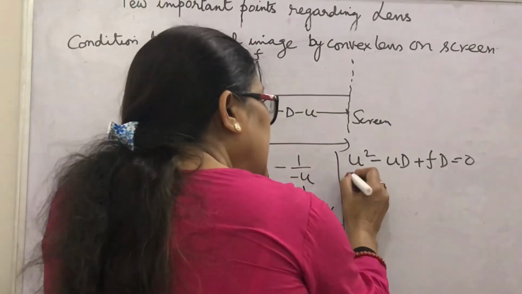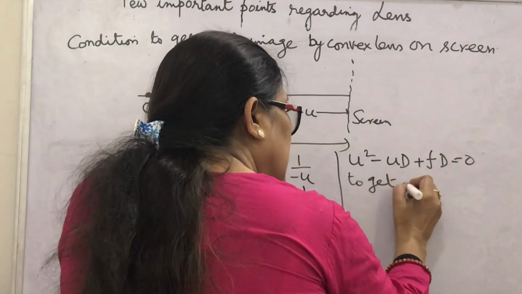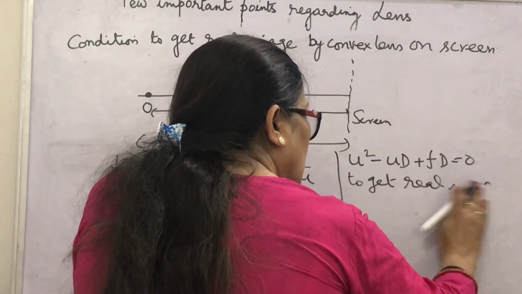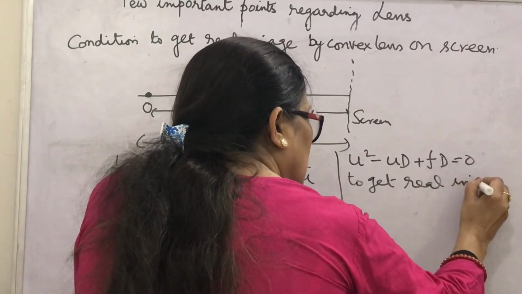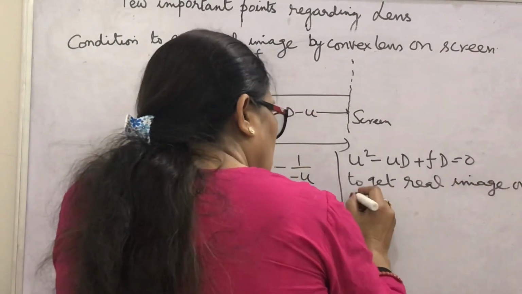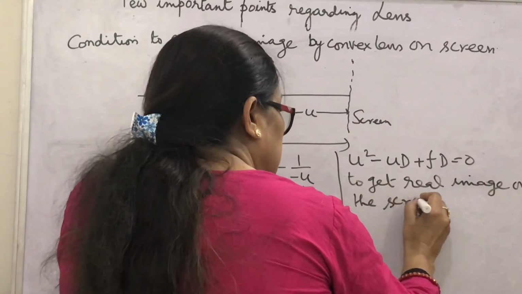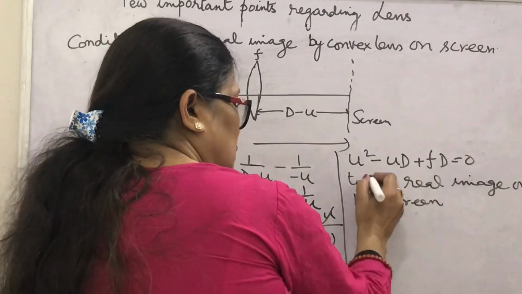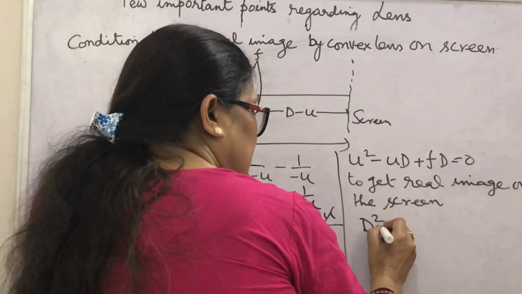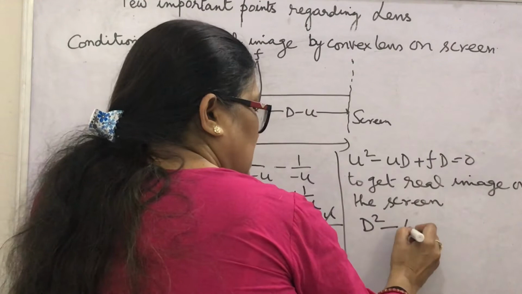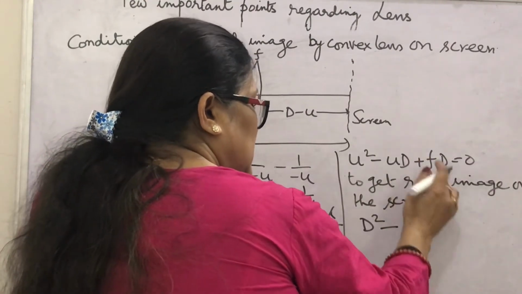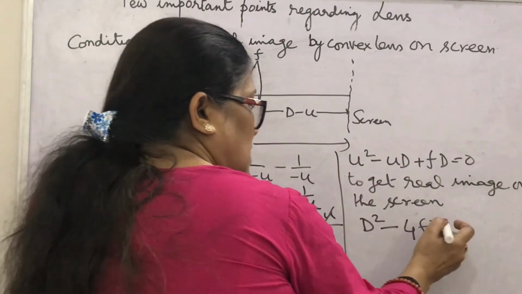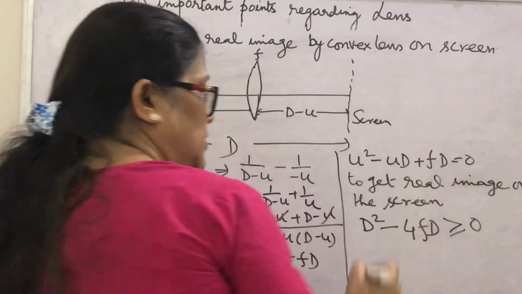So to get a real image on the screen, what should be the condition? This equation should have real roots. So this will be D square minus 4 into a, this is 1, into c, this is fD. D is minus D, square, so D square. This should be greater than or equal to 0.